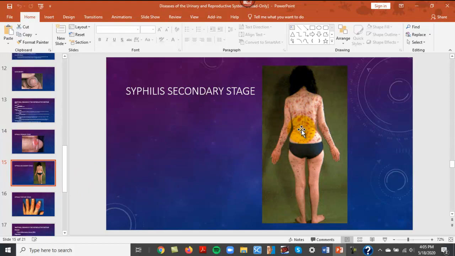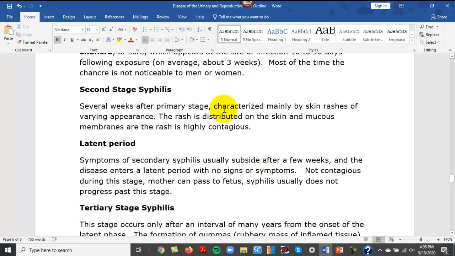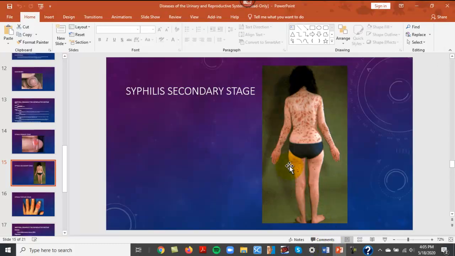The secondary stage picture actually came from a hospital I was working in. These are lesions. That's the second stage of syphilis, several weeks after the primary stage, characterized mainly by skin rashes of varying appearance. The rash is distributed on skin and mucous membranes. The rash is highly contagious. If you touch those lesions, you can possibly get it. Syphilis can stay in these stages. It can go away and come back as an outbreak.